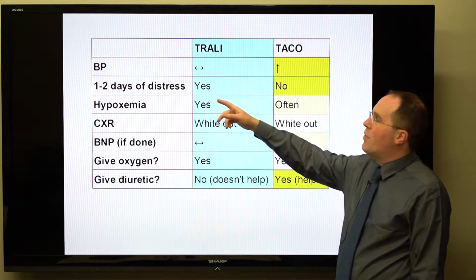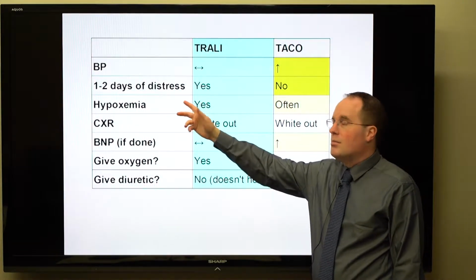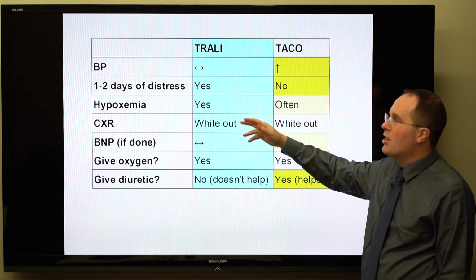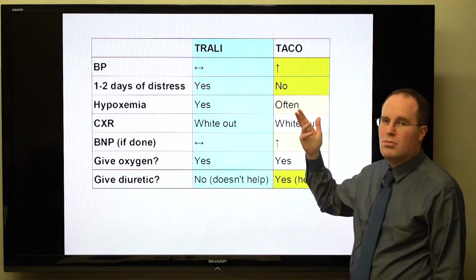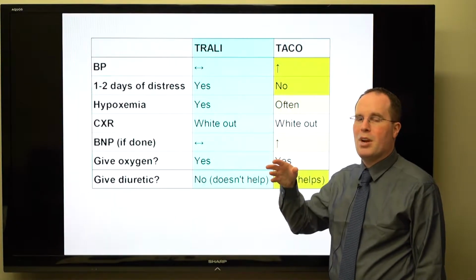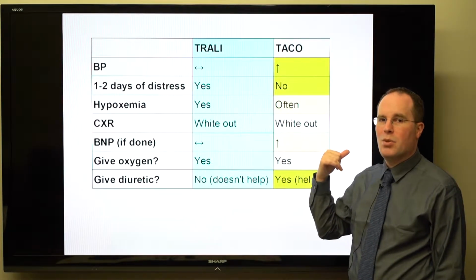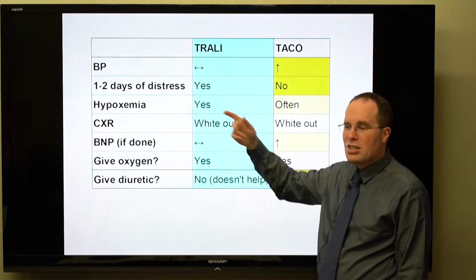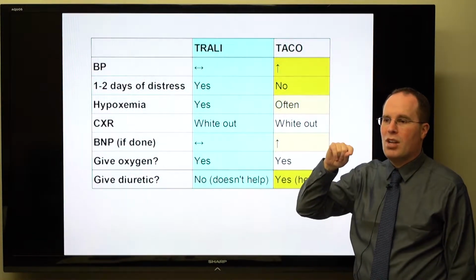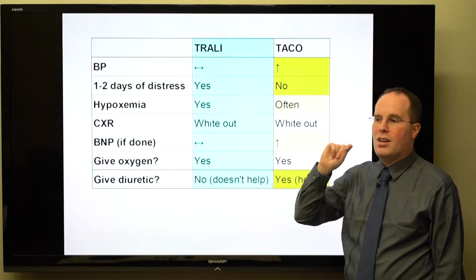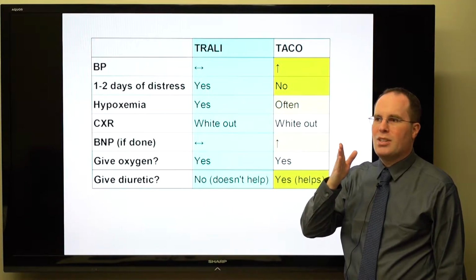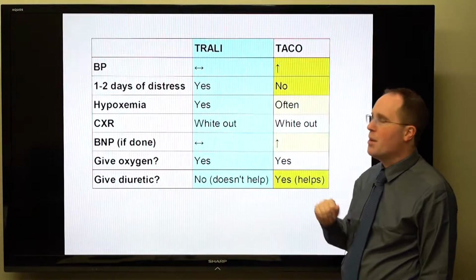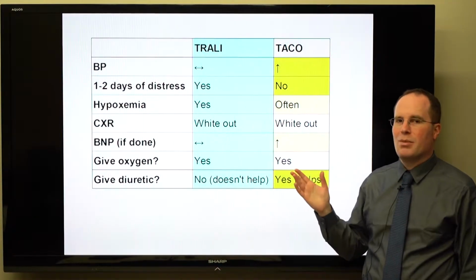Will they have a long duration, 1 to 2 days of respiratory distress, in TRALI? Yes. And TACO, no. Usually, you just give them some diuretics and they get over this pretty quickly. And then as a side note, the duration also helps me to distinguish TRALI from ARDS. It's one of the few ways I know how to do it, which is ARDS just lasts a lot longer. TRALI is usually a couple days. ARDS is usually much longer.